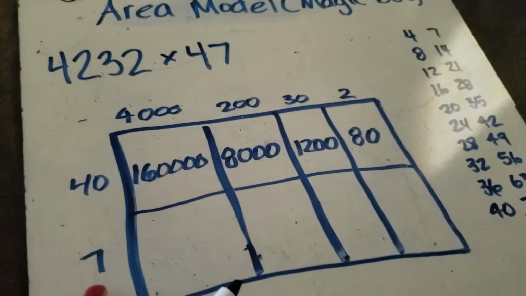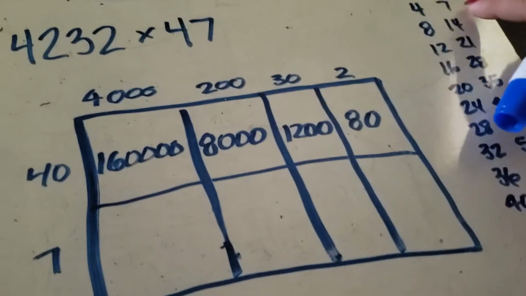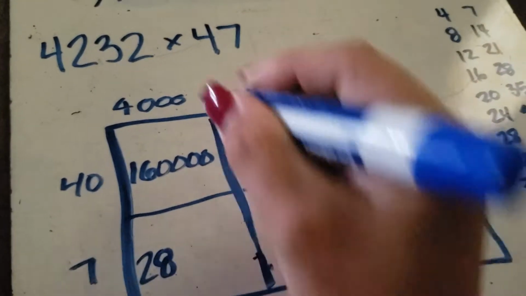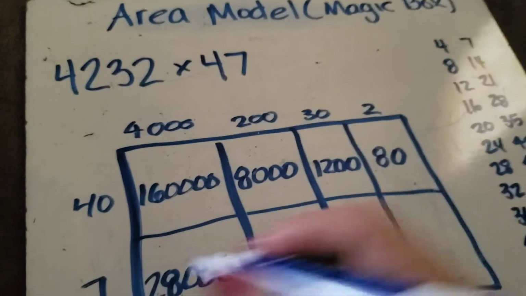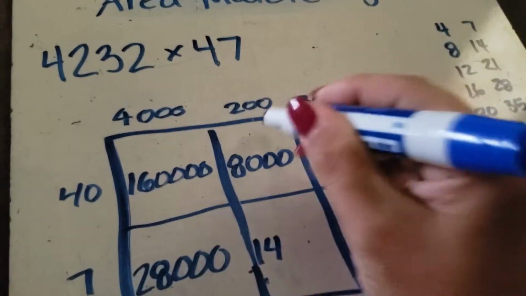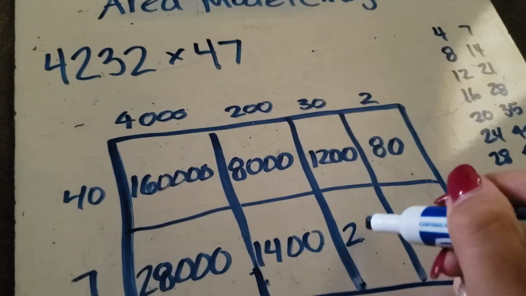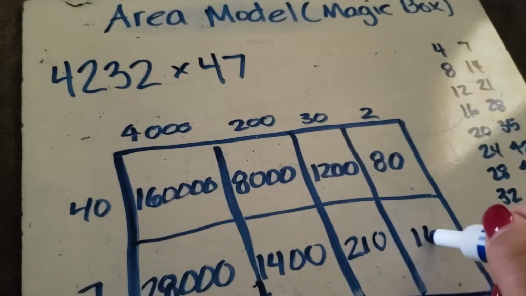Okay, so now we do this. We have 7 times 4. I can use this off the side. 1, 2, 3, 4. I'm going to get 28. 1, 2, 3 zeros. There's no zeros here to count. 7 times 2 is 14. 2 zeros. 7 times 3 is 21. Only 1 zero. 7 times 2 is 14.